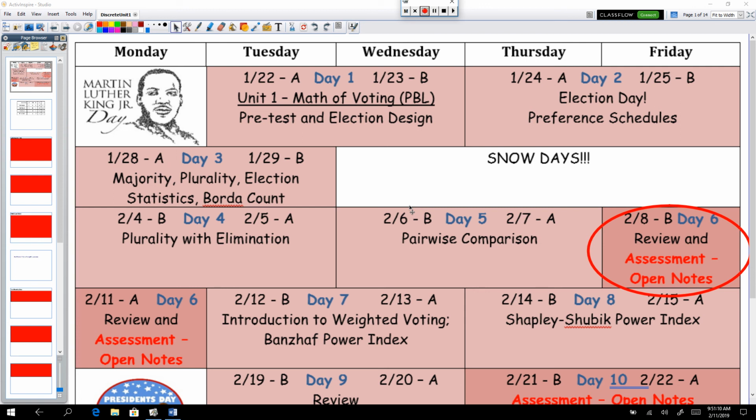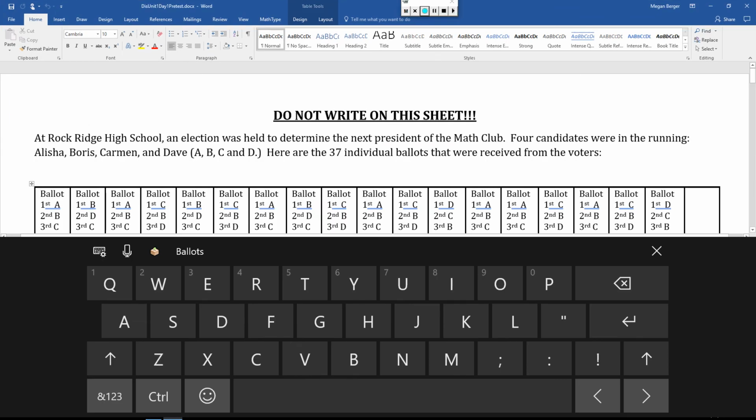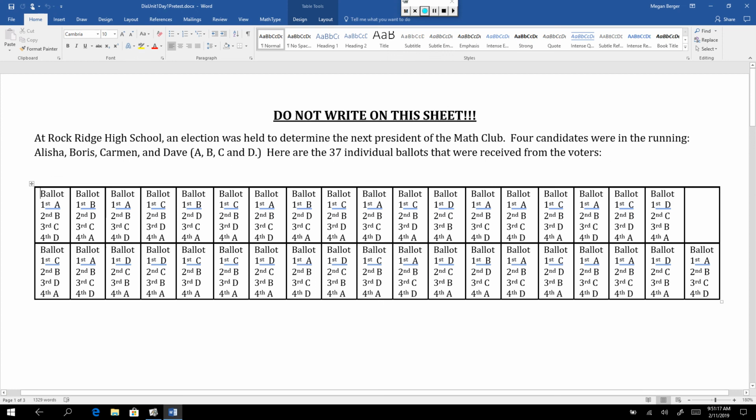So let's see what we're working with. What we typically have are the results of an election, which is basically a pile of ballots. These are 37 different ballots that you might have received after an election for math club president. The candidates are Alicia, Boris, Carmen, and Dave, and the preference ballots show each voter's first, second, third, and fourth place preference.